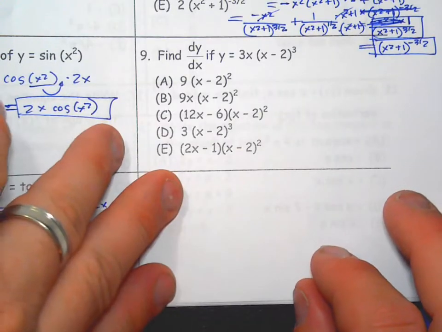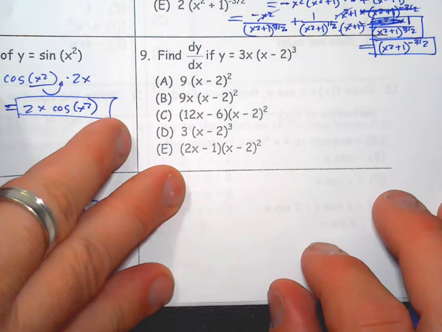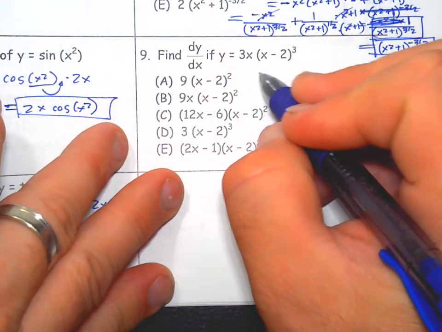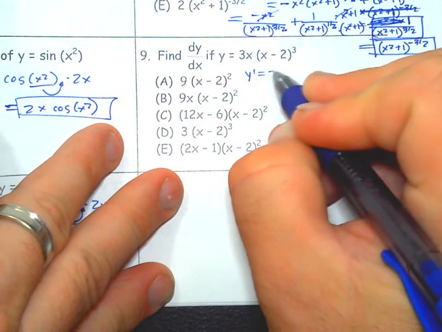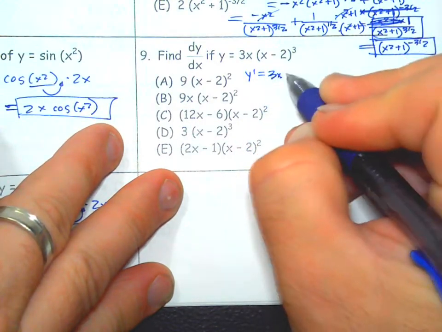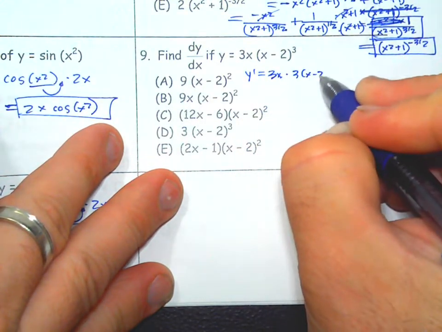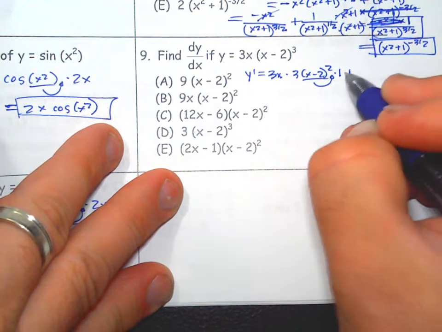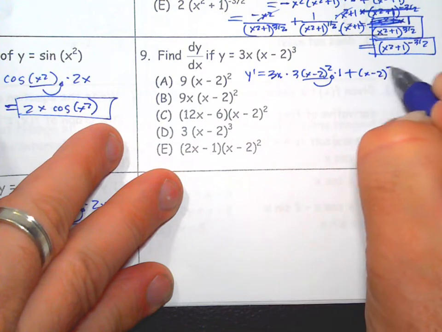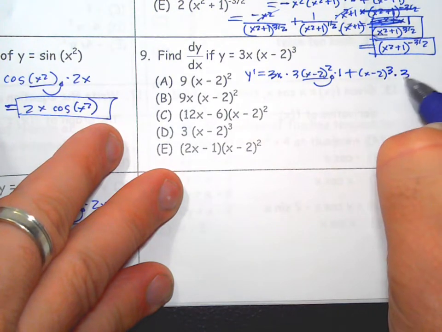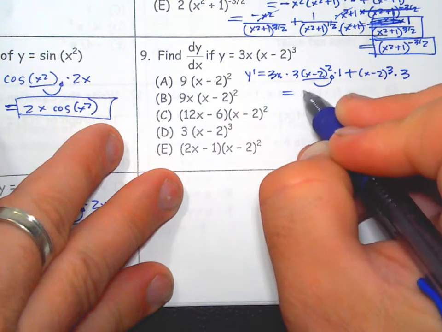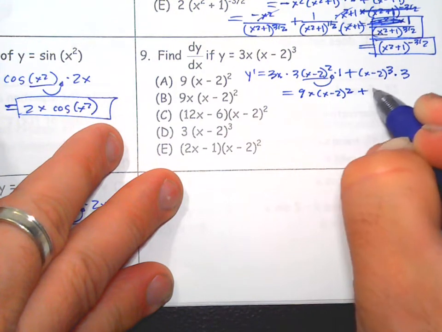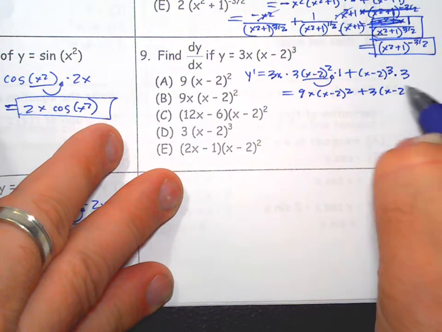Okay, number 9. Let's see. Let's do derivative. Product rule. Y prime equals 3x times 3x minus 2 squared. Derivative of what's inside is a 1. So, okay, plus x minus 2 cubed times derivative of 3x is 3. So I get 9x, x minus 2 squared plus 3x minus 2 cubed.